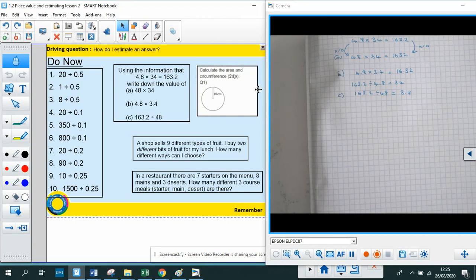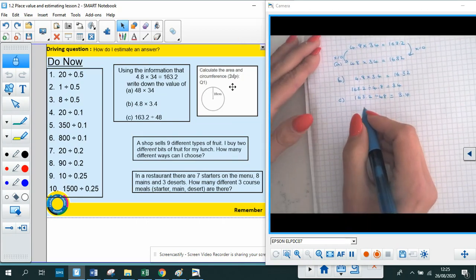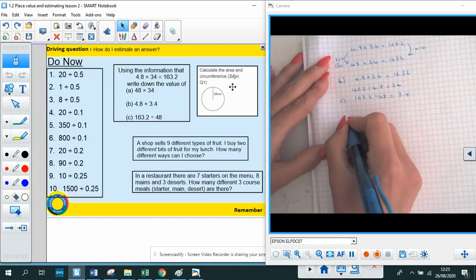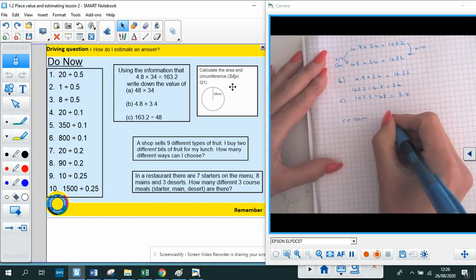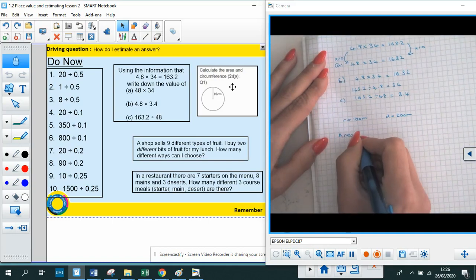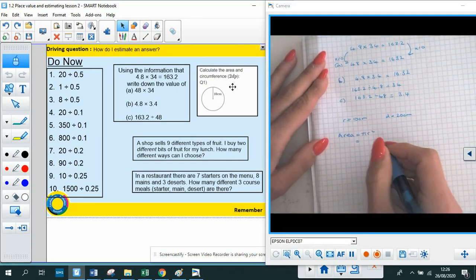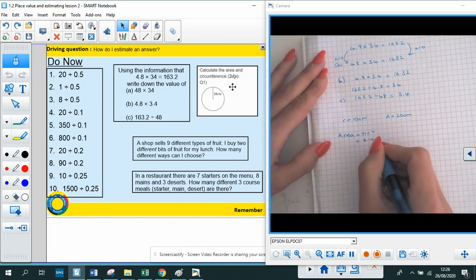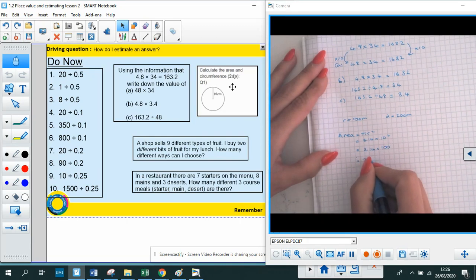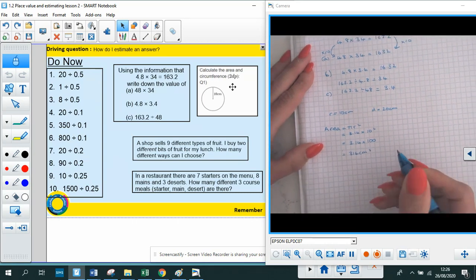Right, next I'm going to have a look at this question here. So listen carefully, and again, rewind if you need to, because this might be useful for later in the lesson. Calculate the area and circumference, to two decimal places, of the circle below. So the radius is 10 centimetres, the diameter is 20 centimetres. The area will be pi r squared. Pi, let's say 3.14, times the radius squared, multiplied by 100, 314 centimetres squared.